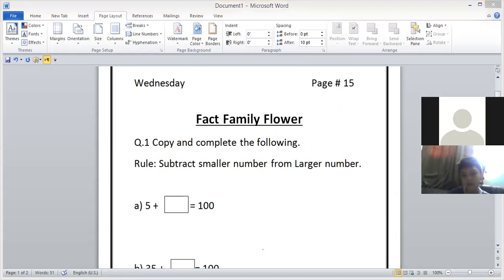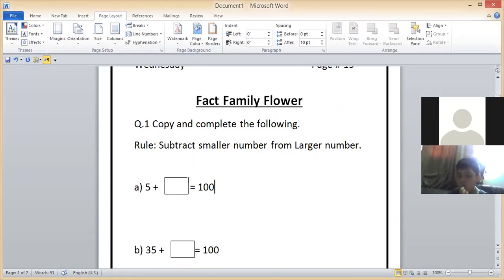And I will even ask one of the students how to do the subtraction. So I will keep changing the sharing screen, because I will ask you the answer. I will not write the answer by myself. 5 plus what will give me 100? I am going to ask one of the students.